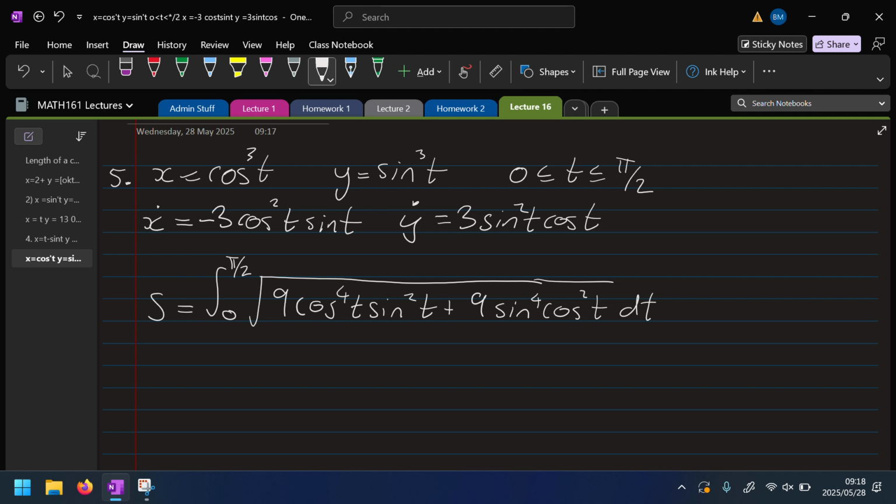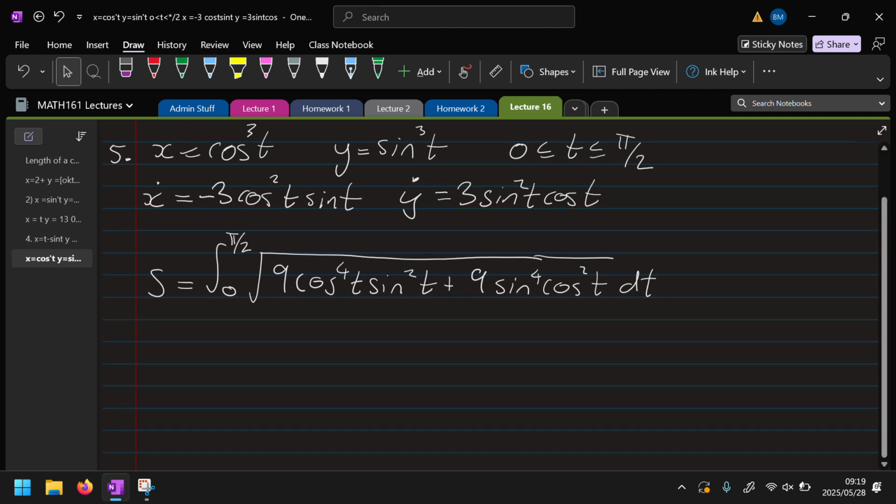Now, in the previous example, sorry, the one before that, we could just add these two together, and then we got that single term. Here we can't, because it's going to be cos to the 4 for the first one and sine to the 4 for the second, so you can't just add them together. However, they both have a common factor, 9 cos squared sine squared. Does everyone see that? Okay. So 9 sine squared cos squared is a common factor, we can take that out.